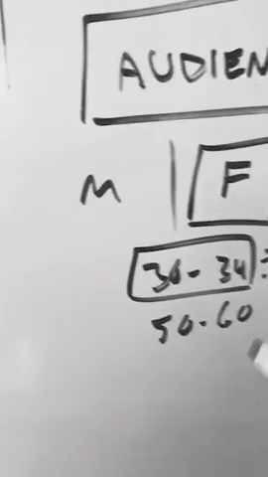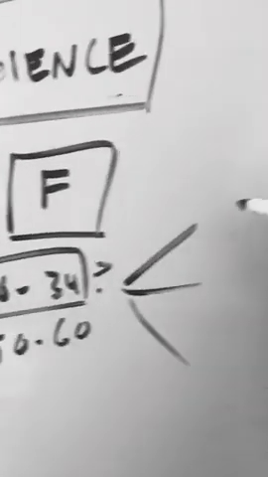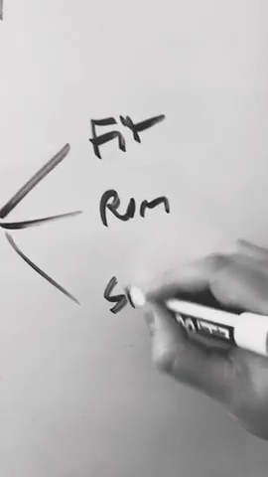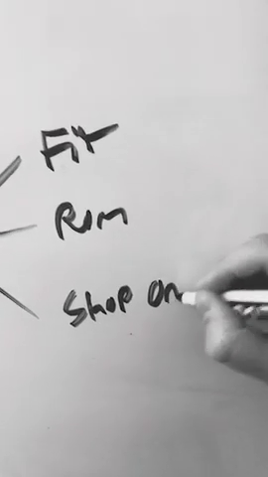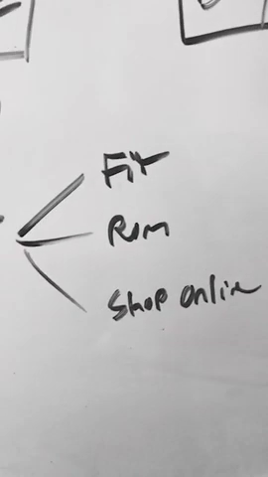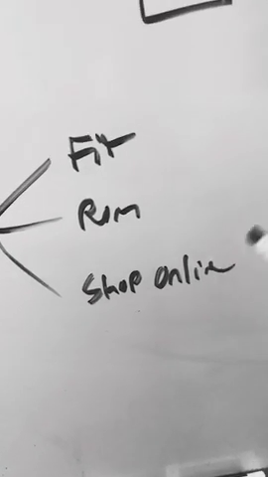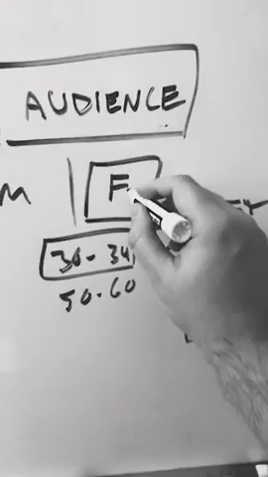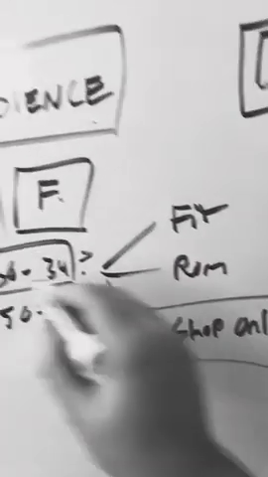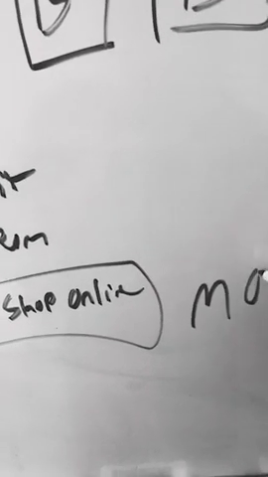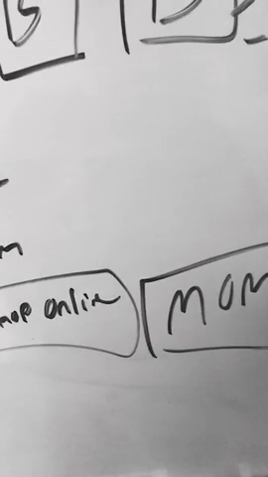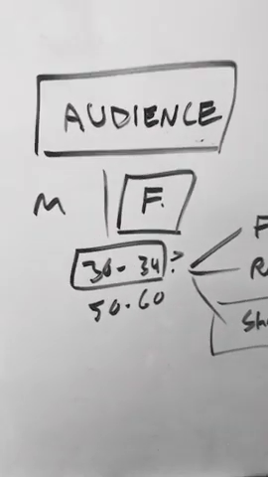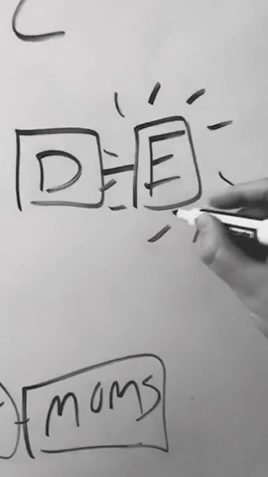So we split test this. Now we split test different interests. Are they into fitness? Are they into romance? Are they into shopping online? That type of stuff. Are they entrepreneurs or business owners? Are they house moms? So now you can start split testing different things. We realize, okay, they're females between 30 and 34. They shop online, and they're moms. And that's a pretty good, awesome thing. Moms that shop online, their ages between 30 and 34. That's our audience for now, our winning ad.